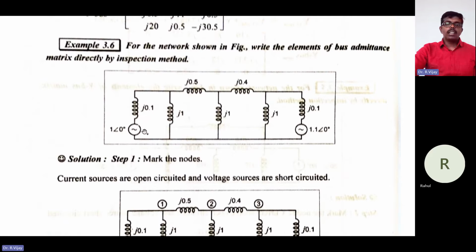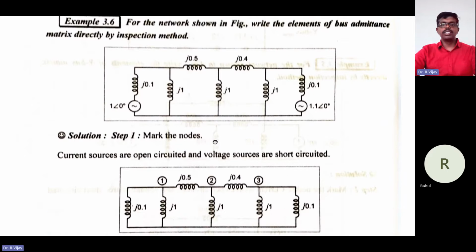So here, what source is given? It is given as a voltage source. A voltage source is short circuit, whereas a current source is open circuit. First you need to mark the nodes. How many nodes are there? 1, 2, and 3. Three nodes are there. Step number 1 is to mark the nodes, and the current sources are open circuit and voltage sources are short circuit.